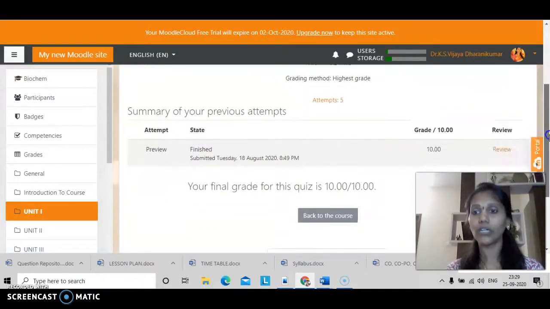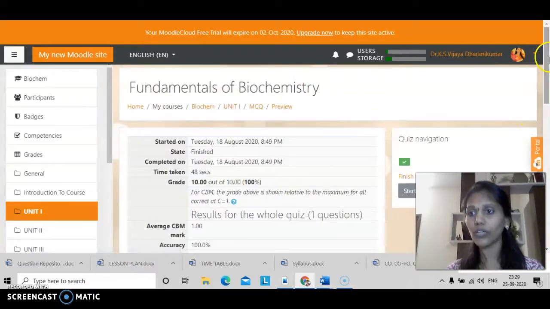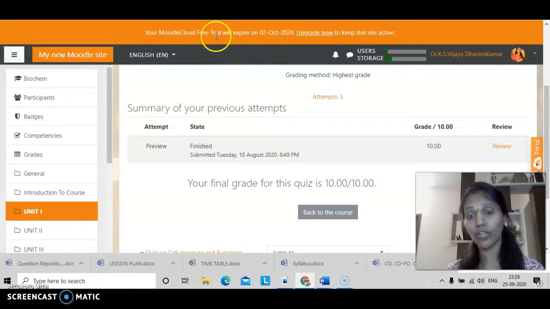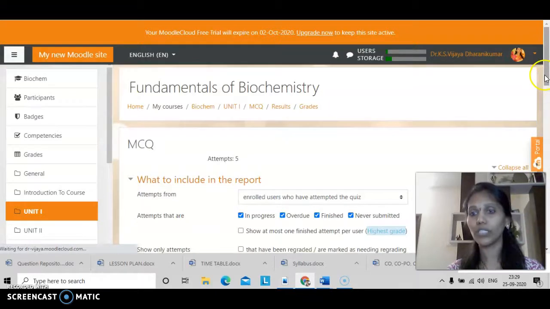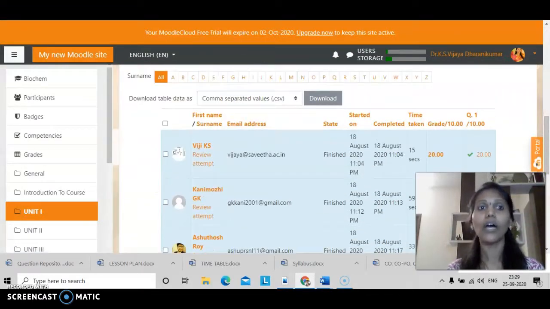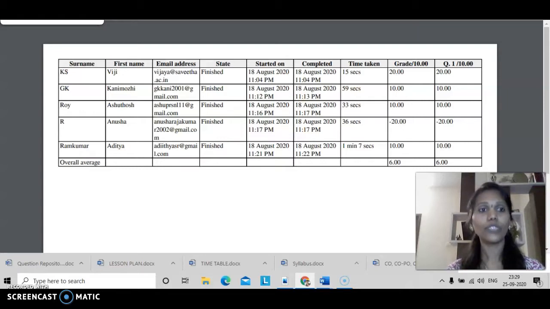You can see it in the review. You can see the review, this type of thing is given: accuracy mark, CBM. So CBM concept I have taken, so a bit underconfident. Like that I tried using these online classes. It was very useful for me. See, 5 students have attempted this, and I can see who the 5 students are and what the grades are, and the PDF also has been downloaded. You can get it like this. I have also graded using this.